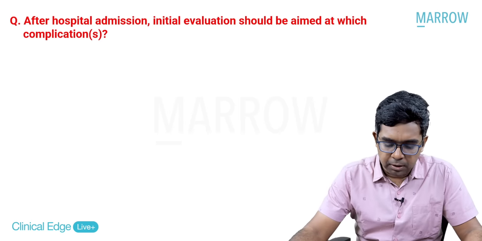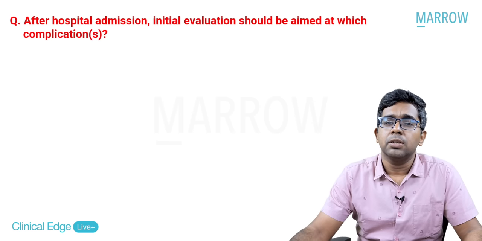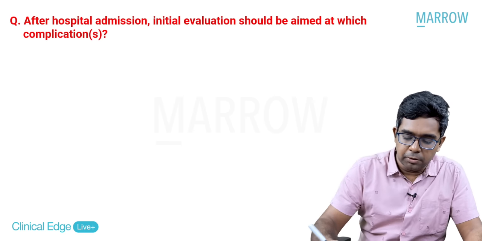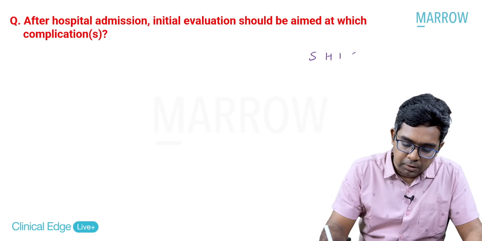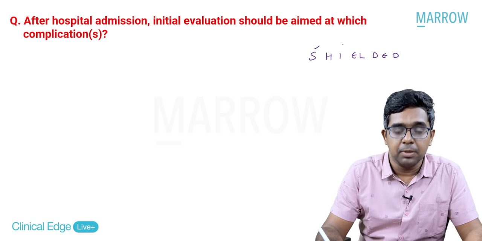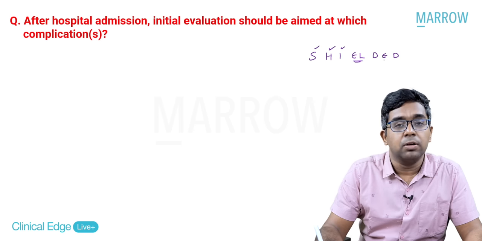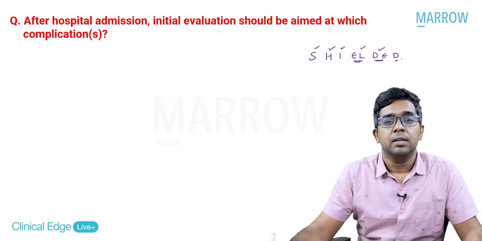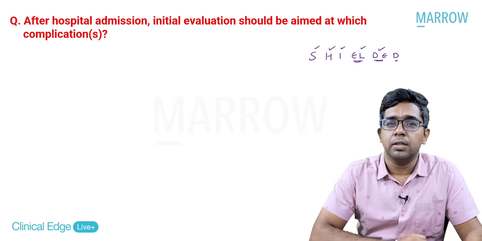After hospital admission, initial evaluation should be aimed at which complication? You know that there are so many complications which can occur in a child with severe acute malnutrition, which we usually remember with the mnemonic SHIELDED. I think all of you know about this. What is this? S for sugar or hypoglycemia, H for hypothermia, I for infection, EL for electrolyte imbalance, DE for dehydration, and the last D for the deficiencies, which is micronutrient deficiency. All these complications can occur in a child with SAM.